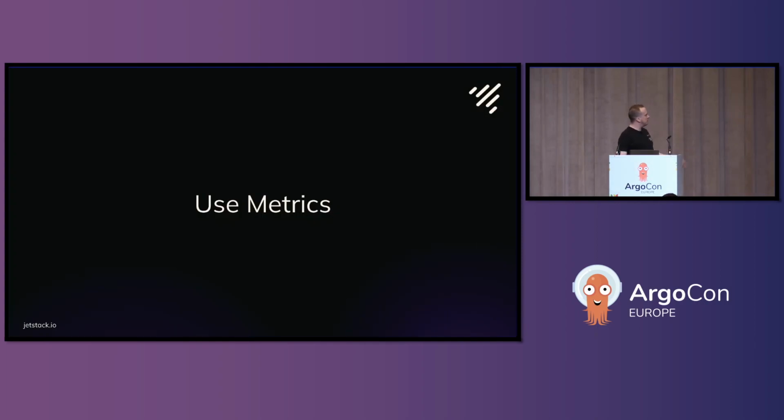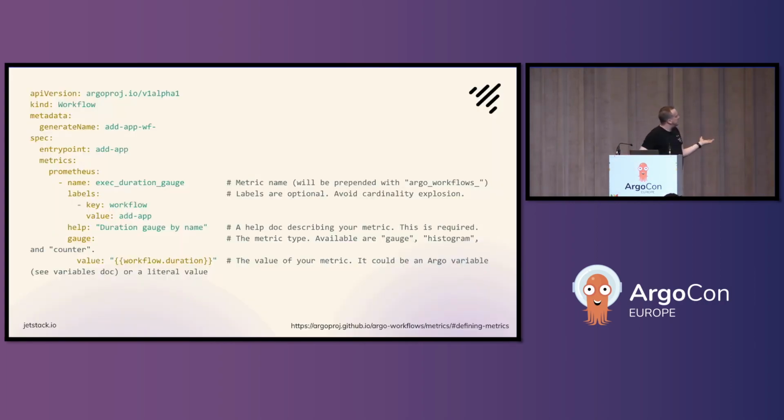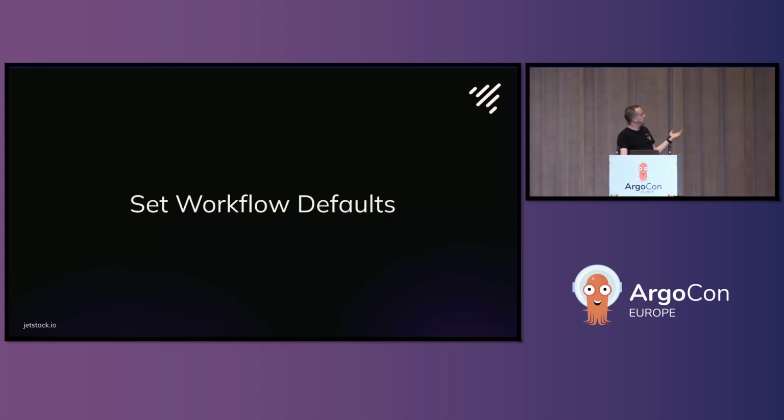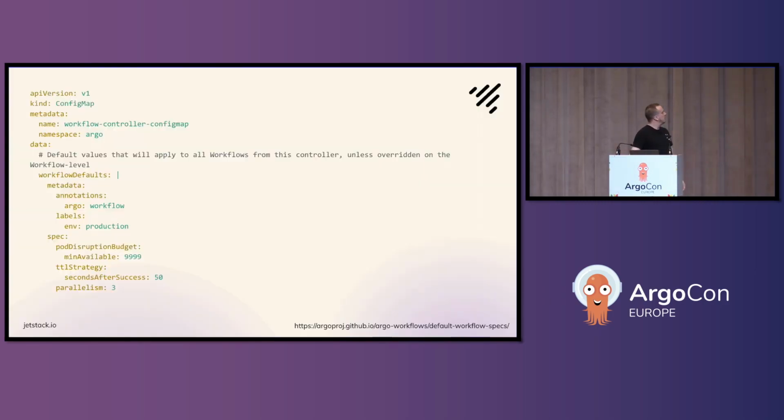Use metrics as well. They're really easy to do, and they're so powerful. Covered earlier today as well is setting workflow defaults: creating a workflow controller config map. You can set everything really nicely from a platform team for developers and other engineers. They don't really have to care about that, and they've got those safeguards already in place.